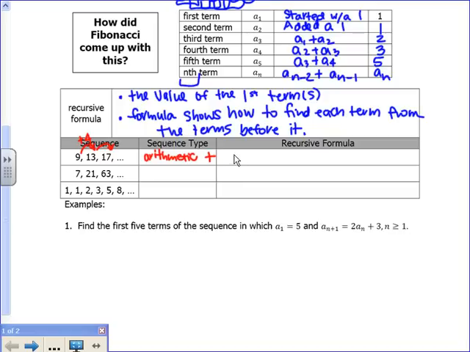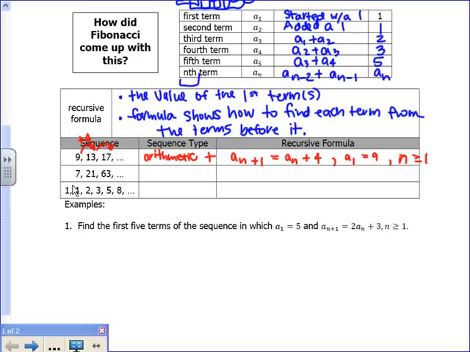So our recursive formula would be a sub n plus 1 equals a sub n plus 4, when our a sub 1 is 9. And we're also going to specify here that n has to be greater than or equal to 1. Most of them are always going to start with 1. All this means is that our first term is our first term. The pattern starts right away. Right away we can see 9 to 13, we added 4.